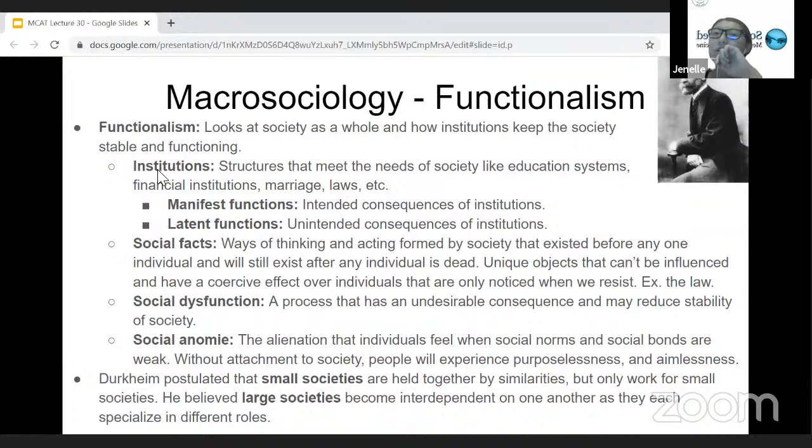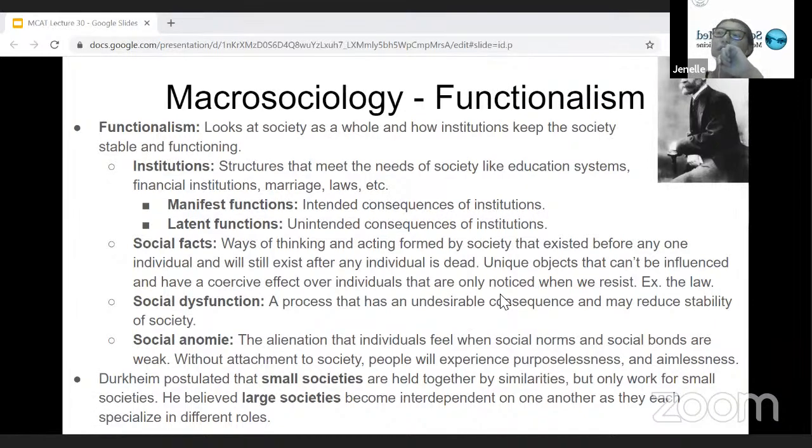And these institutions can have two functions, which are either manifest functions, which are the intended consequences of institutions, and also latent functions, which are the unintended consequences of institutions. He also uses the term social facts, which are ways of thinking and acting formed by society that existed before any one individual existed and also still will exist after any individual has passed away. So he considers these as unique objects that can't be influenced and also have a coercive effect over individuals that are only noticed once people resist.